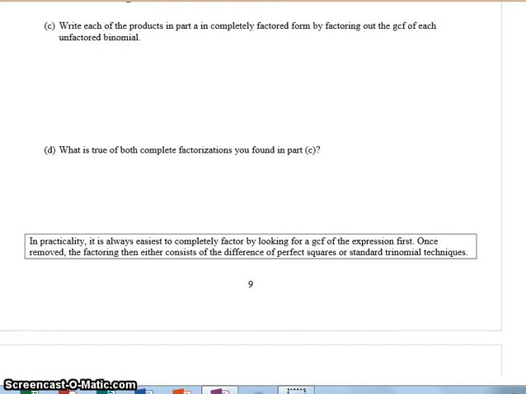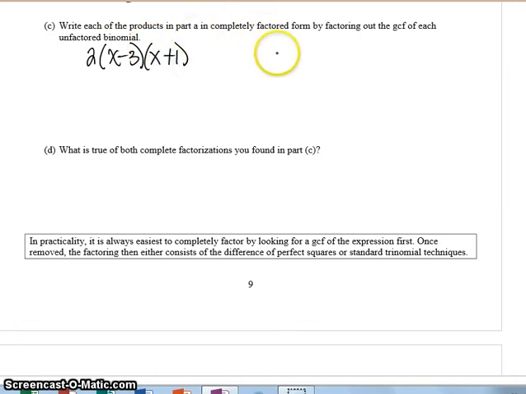Part C, write each of the products in Part A in completely factored form by factoring out the GCF of each unfactored trinomial. So I kind of just did that for you. The 2x minus 6 from that first example, you could factor out a 2, and you're left with x minus 3, and then they already had x plus 1 as a binomial. And the second one, we already talked about how in the 2x plus 2, you could factor out a 2, and you'd be left with x plus 1, but then you're left over with the x minus 3 binomial. And if you look, these are identical.